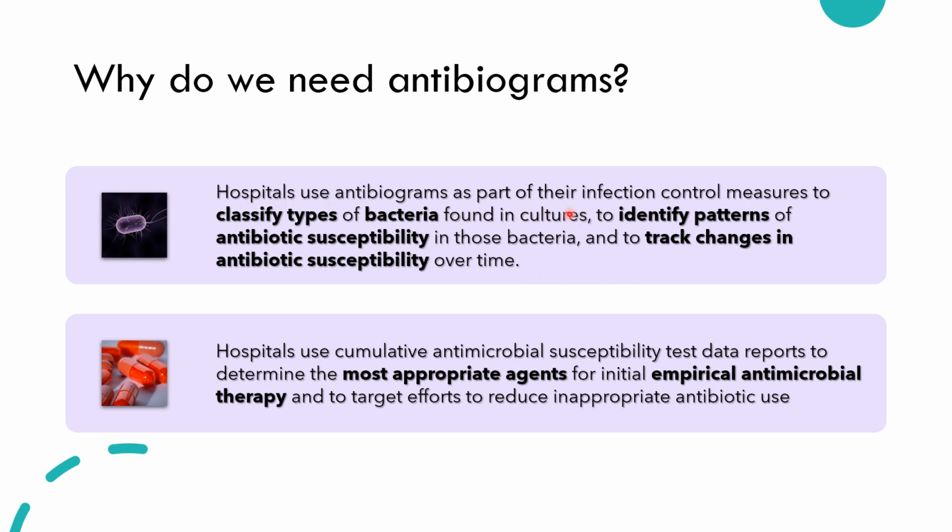Hospitals usually use antibiograms as part of infection prevention and control measures. In what terms? In terms of classifying the type of bacteria for different patients in the hospital, and also identifying the different patterns of antibiotic susceptibility. And not only that, also tracking the changes in antibiotic susceptibility, the increase or decrease of susceptibility, or the improvement. Also, hospitals use different types of antibiograms.